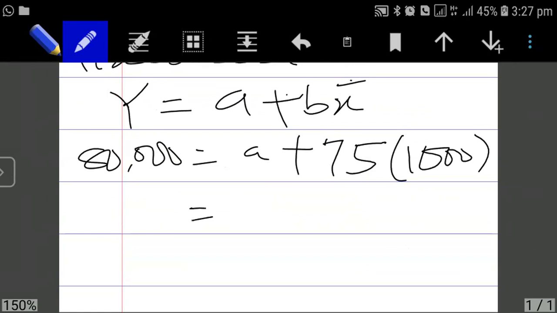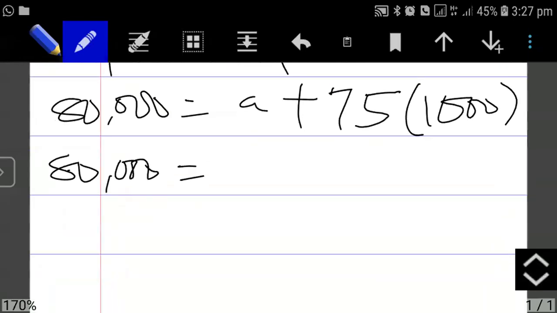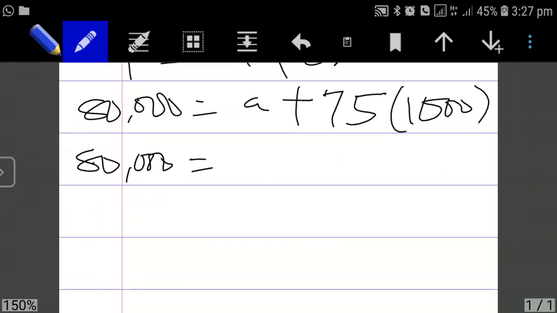Before you collect like terms, I like to work steadily and in steps because all this attracts marks. Remember, the examiner marks according to the steps and not the final answer. This is ICAN. For ICAN, you work steadily and you have to follow the examiner's guidelines. So A plus 75 times 1,000. This will give us what? 75,000, right? From here, just collect like terms.